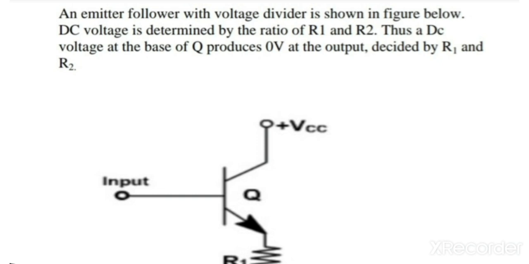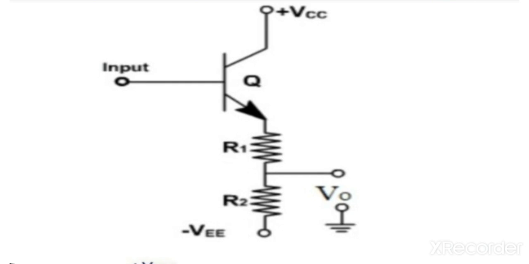The circuit diagram of this emitter follower circuit with voltage divider is shown here. The positive DC voltage at the base of this transistor can produce 0 volt at the junction of R1 and R2 with proper selection of these components. In this way, this circuit can produce 0 volt at the output with a positive DC voltage at the input.